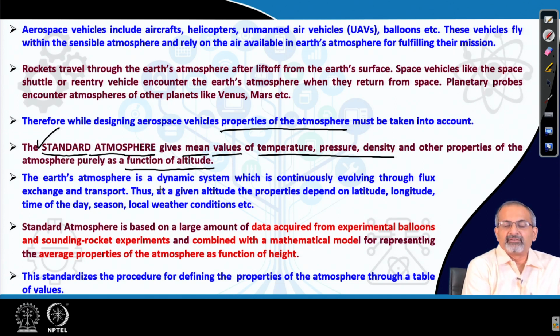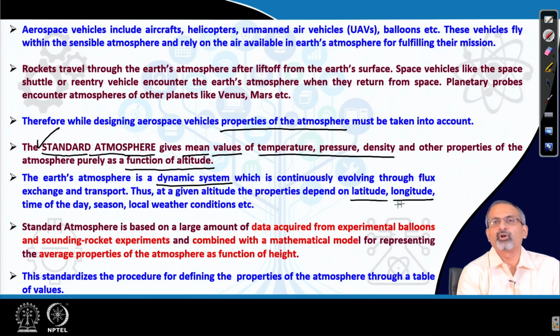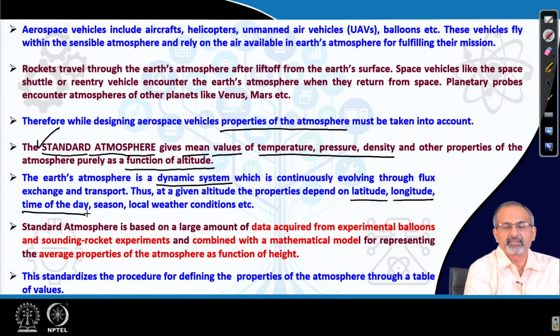Earth's atmosphere in reality is a dynamic system that we all are aware of. It is continuously evolving through flux exchange and transport. Therefore, at a given altitude over a certain location on the Earth's surface, the properties would be dependent on the latitude and longitude of that location, the time of the day, that means whether it is morning or afternoon or evening or midnight. Temperature is bound to vary, accordingly pressure and density are also going to vary.